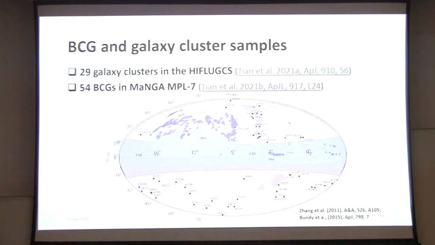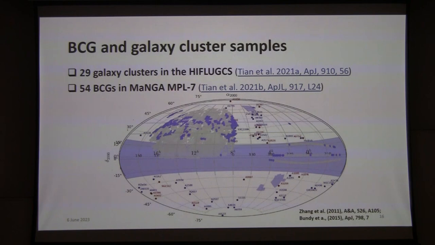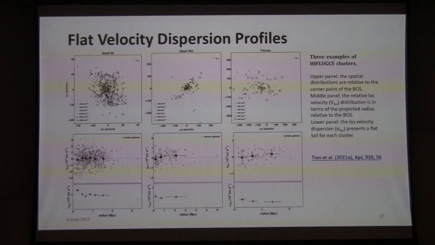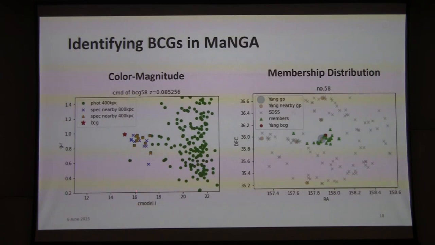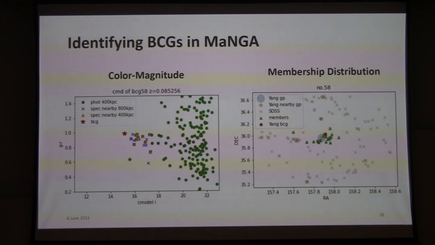In order to achieve that, we need to look at the BCG as well as the galaxy cluster. So we look at the Hectospec sample, the cluster sample, and the MaNGA sample. We get the membership from optical measurement for each galaxy cluster. When we plot their velocity distribution profile, surprisingly we find most of them present a flat profile, so we can get a flat tail for each one of them. As for the BCG, they are identified by the MaNGA team, originally identified by Yang Xiao in 2007 by the halo-based algorithm. Then it's re-identified in the color magnitude diagram as well as the membership distribution.